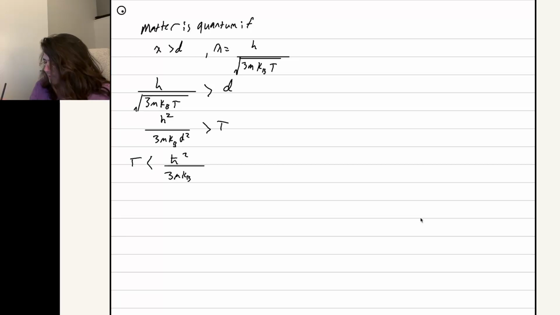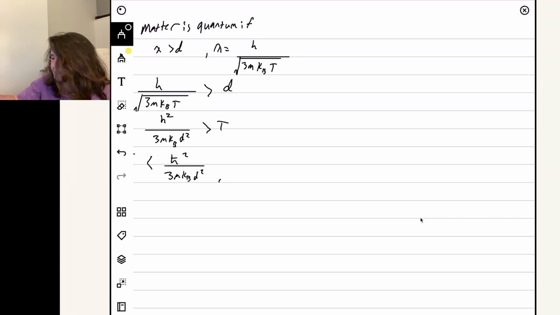h squared over 3m kB d squared. So the idea is if you have a gas or a solid with a temperature that is less than this value, then you have to treat the system with quantum mechanics. So quantum mechanics is a cold science. And I think it asks specifically for a gas of electrons in a box of side length 0.3 nanometers. So that's just a bunch of numbers that we're plugging in now.